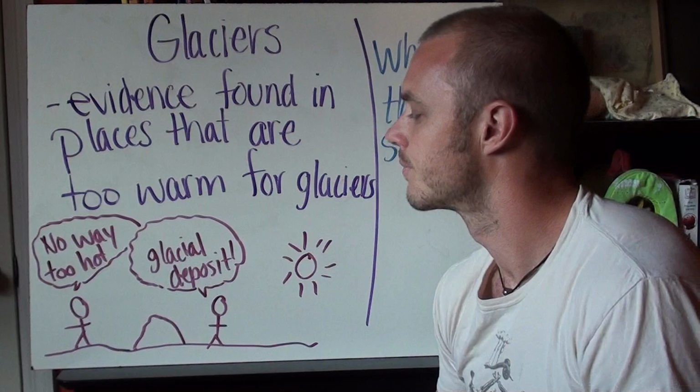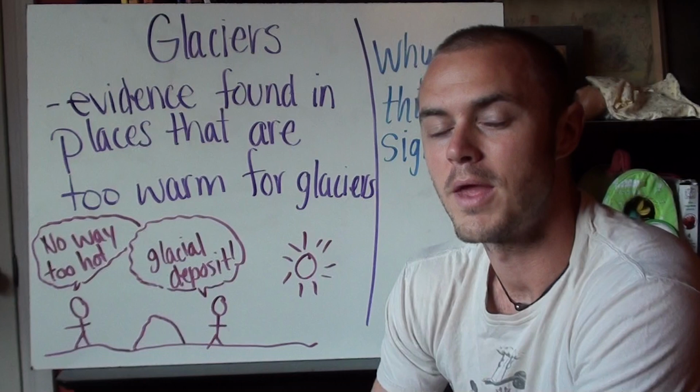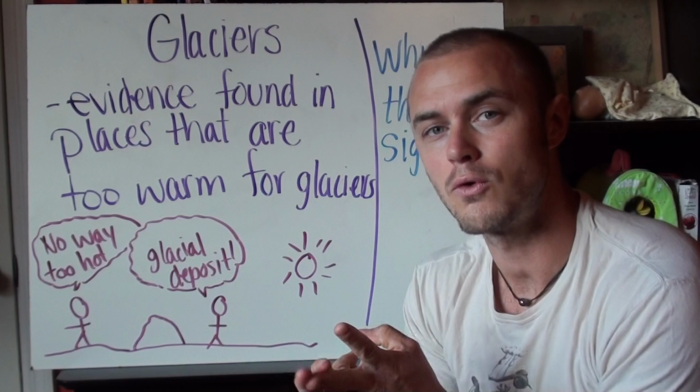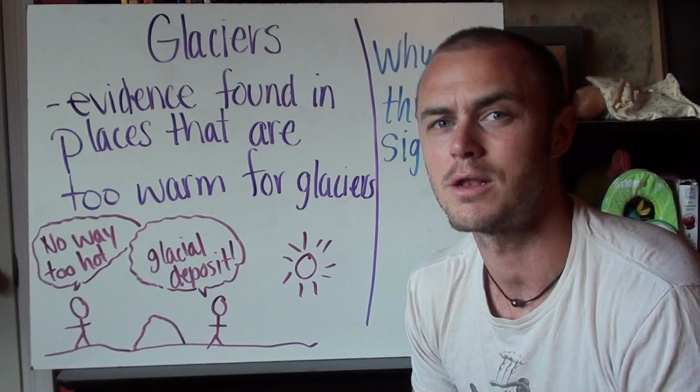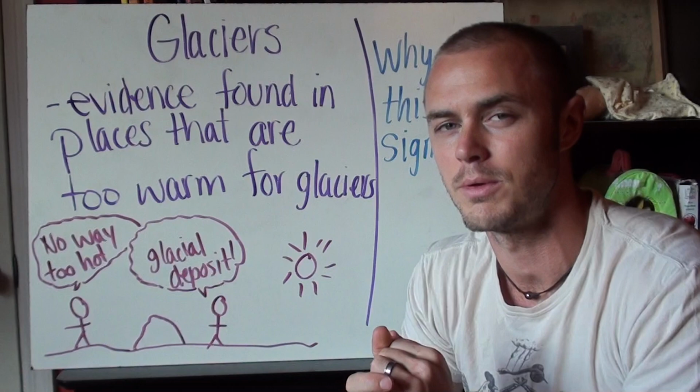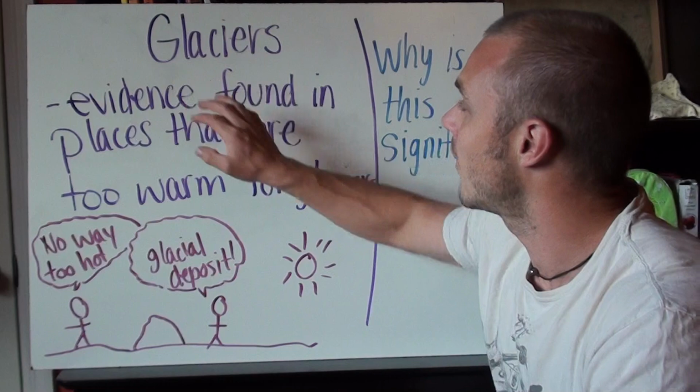Then we have evidence from glaciers. And this one is really significant because with fossils and mountain forming or rock formation, those take millions of years to happen. And so scientists can't go out and just see, oh, there's a mountain being formed, or oh, look, here's an ocean being formed, or there's a fossil being created right now in front of my eyes. However, we can see glaciers and we can see the evidence they leave behind.